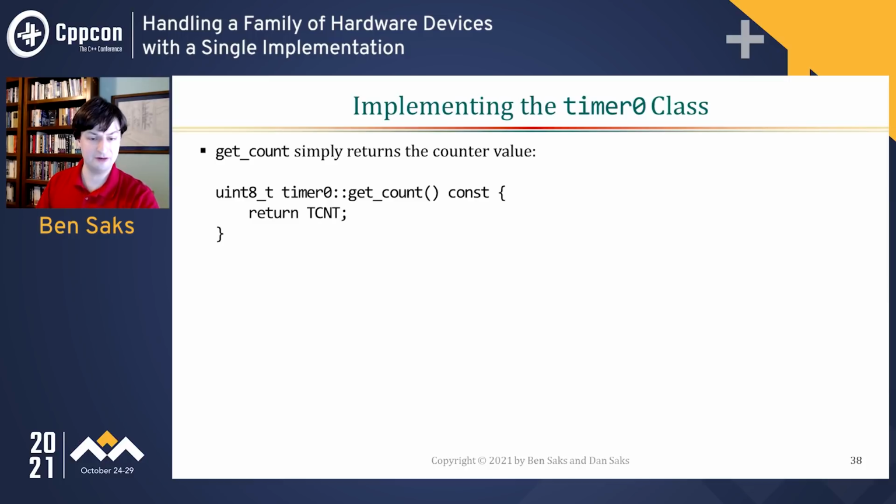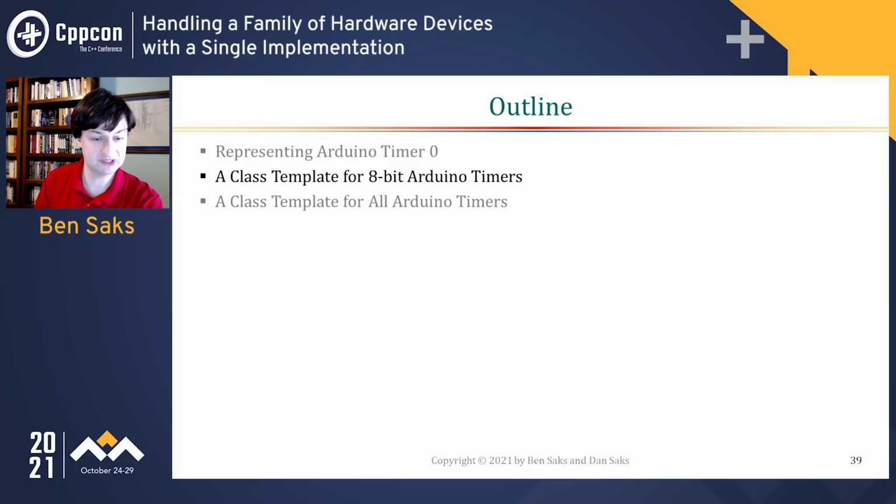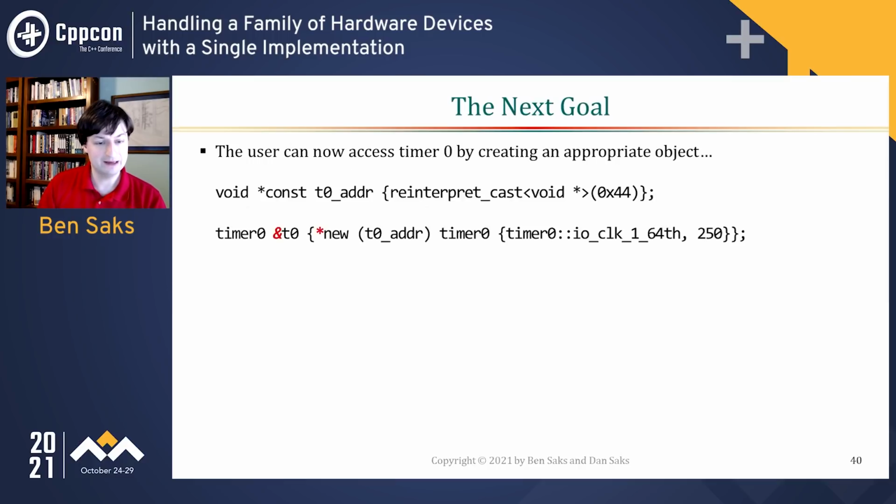Okay, get count at this point simply returns the counter value. It's about as simple as it gets. So that's our basic starting point. Now let's talk about how we are going to build on this and go from the state that we have right now, where the user can create an object that lets them access timer 0 like this, but this will only work for timer 0.